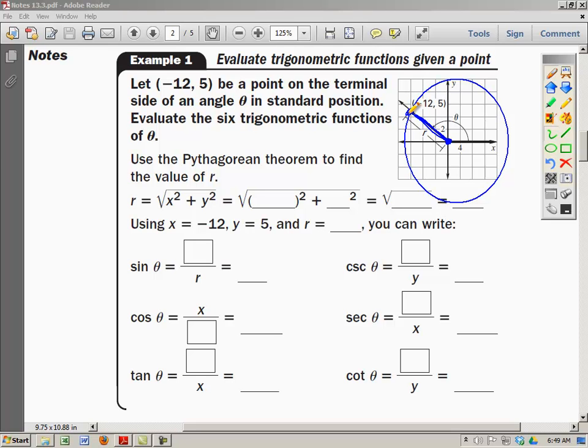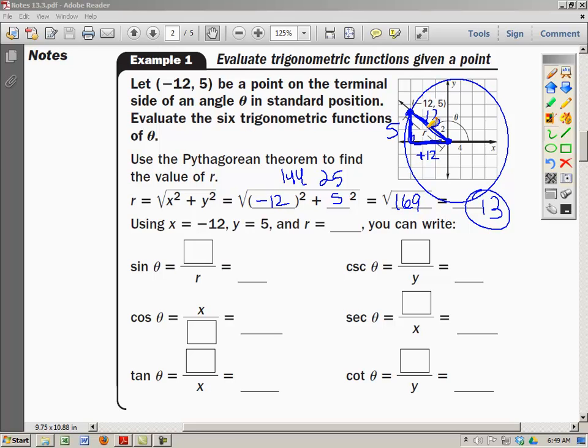Well, the first thing we need to do is find the length of the radius, keeping in mind that this right triangle can be created by going left 12 and up 5, but distances always have to be positive, so basically it's a right triangle with side lengths of 12 and 5. So this becomes 12 squared plus 5 squared. Now you can square -12, you better get positive 144, and then 144 plus 25 makes 169, and so therefore the radius of this circle is 13.